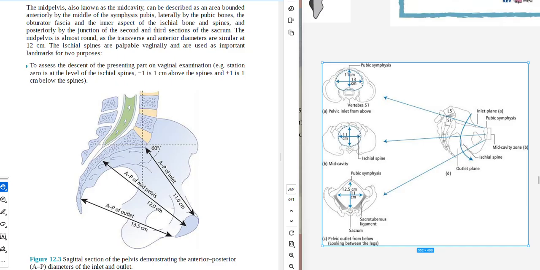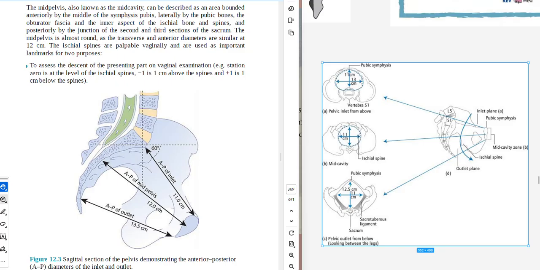Now, the ischial spines are defined as station zero. So if the head of the baby is at the ischial spine, we say it's at station zero. If it's 1 centimeter above the spine, we say -1. If it's 2 centimeters above the spine, we say -2, and so on. And if it's 1 centimeter below the ischial spines, we say +1, +2, +3, +4, and +5. When it's 5 centimeters below the ischial spine, we say that crowning is happening. Okay, the more positive the station, the lower the fetal head in the birth canal.